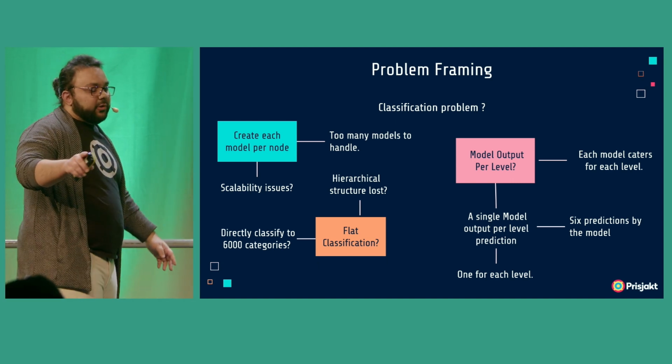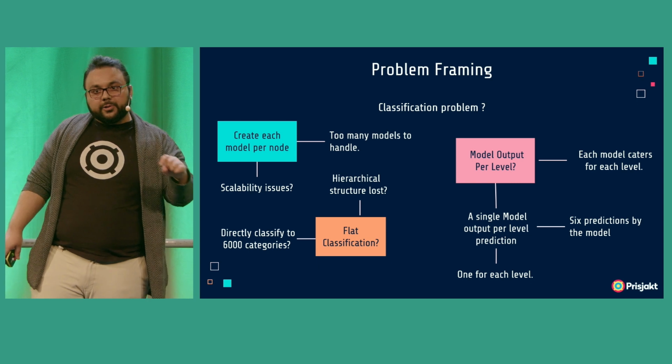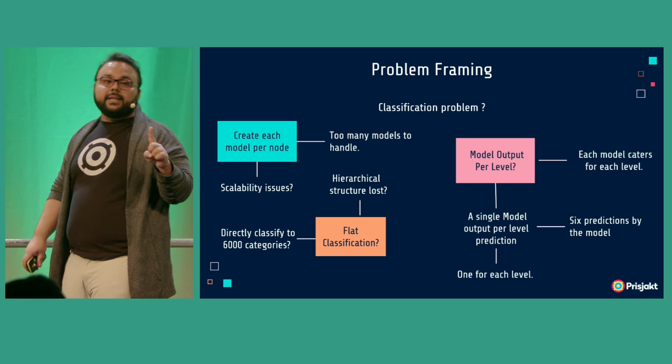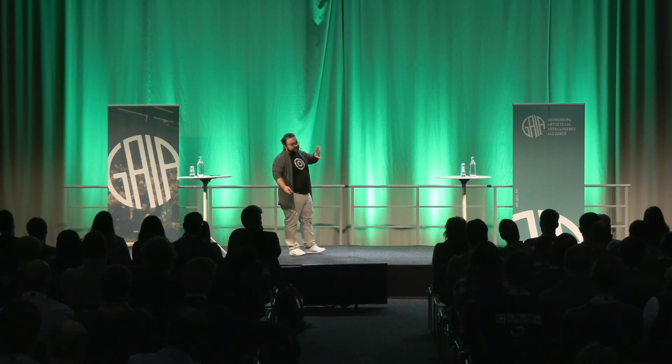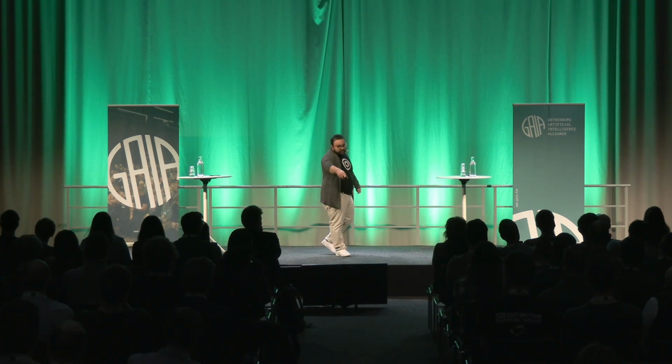But we took a different approach. What we did was we wanted a single model that outputs 6 levels at the same time. That way, it's easy to scale, it's less costly, and you don't have to go through 6 different models to get the solution. It's one model responsible for all 6 layers. And that's what we did.